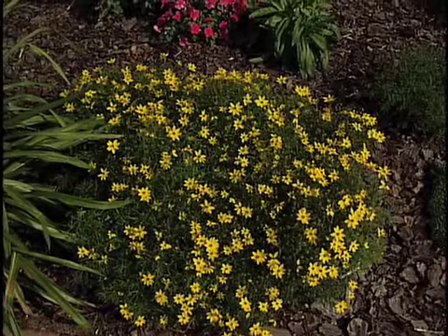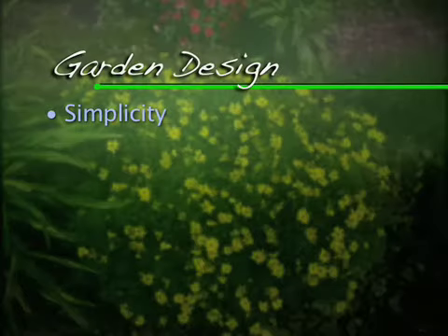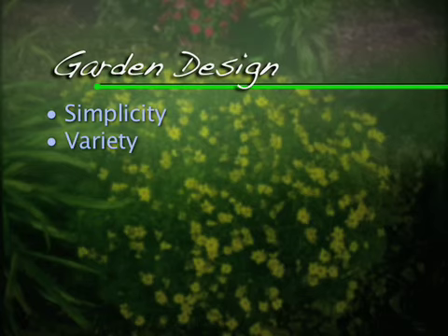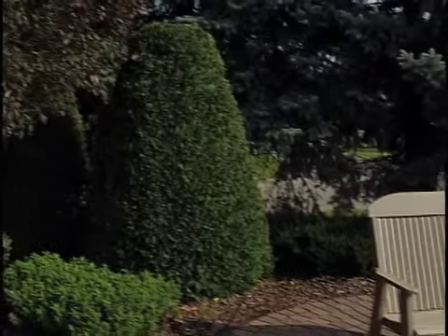The principles of design should be taken into consideration when you're designing your garden, and that would be simplicity, limiting the number of plants and shapes. Variety, creating some interest in the garden while still keeping that simplicity. Balance, keeping your garden from looking lopsided by balancing one side and the other. Emphasis, momentarily stopping the eye to keep the bed interesting, whether that be a tree or a bench, a waterfall or a rock, bird bath, something like that.